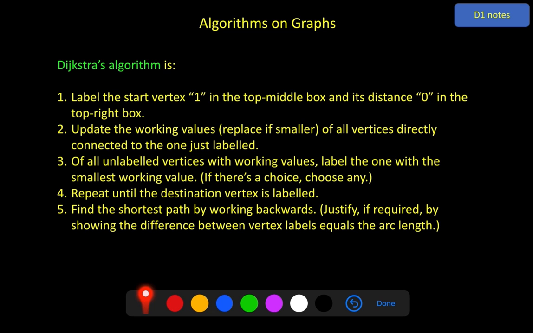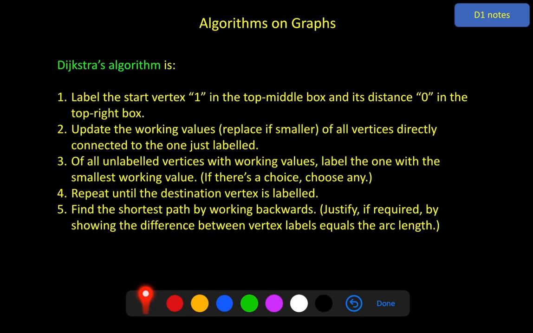Then we start the algorithm proper. You're going to update the working values, i.e. the shortest distance from your starting point to that point, and you'll replace it if you found it's now smaller because of what you've just labeled. And you're doing this for the vertices directly connected to the vertex you've just finalized, i.e.